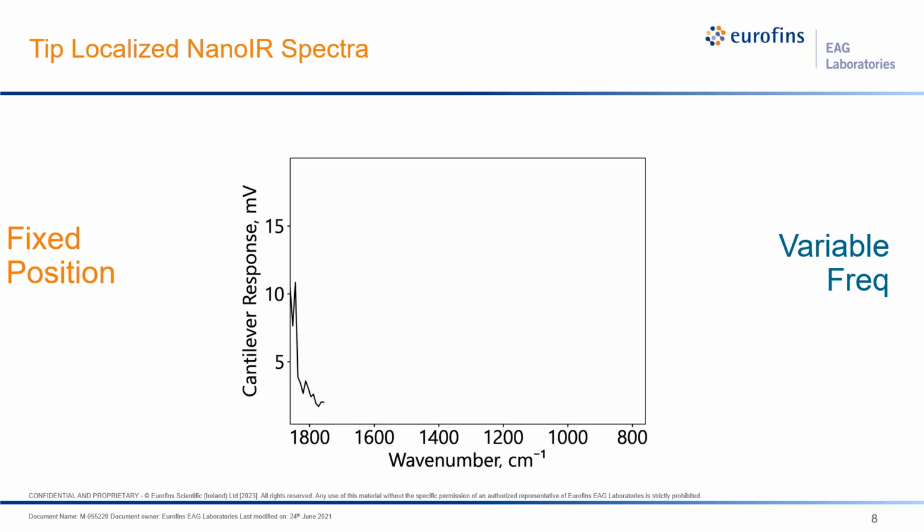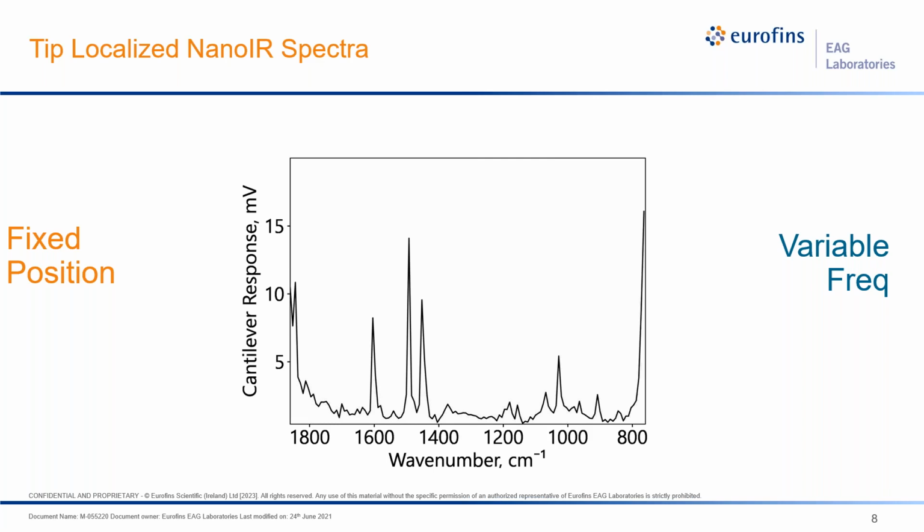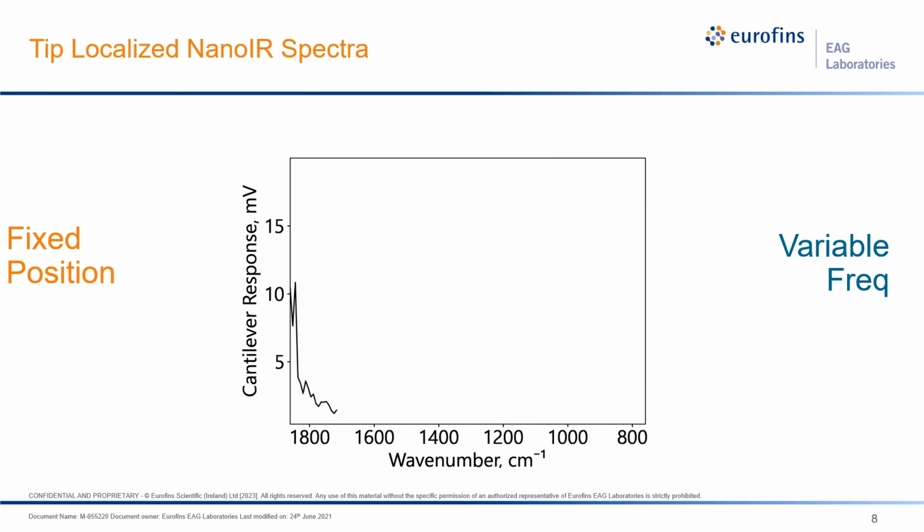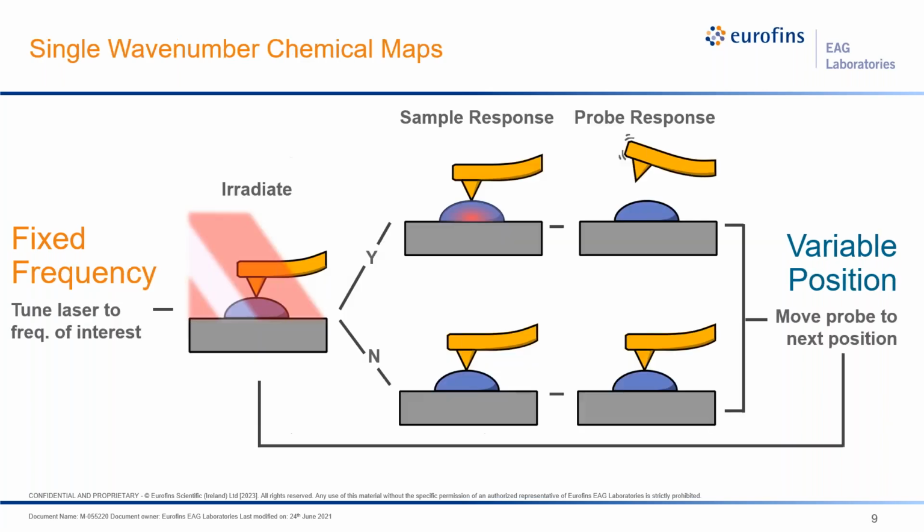So in essence, what you get is you're monitoring the cantilever response as a function of wave number, and that in essence regenerates the nanoIR spectra. But one thing to note is that these are often collected at a single wave number at a time. So unlike FTIR, where you're passing in a packet of frequencies and measuring the loss at each, we're only passing in a single frequency at a time and measuring the cantilever response as a function of that.